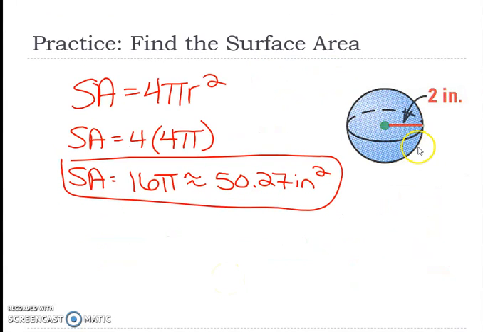Find the surface area of a sphere. It's 4 pi r squared, on the formula sheet. Just plug it in. Radius is 2, so 4 times r squared. 2 squared is 4, and 4 times 4 is 16. Hit 16 pi, not multiplied by 3.14. It's about 50.27 square inches for this surface area.